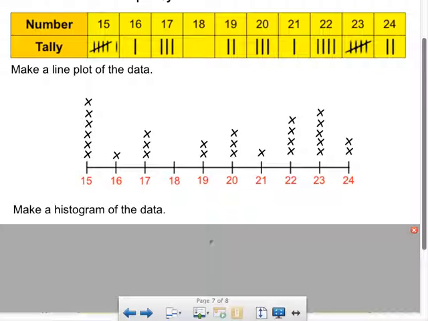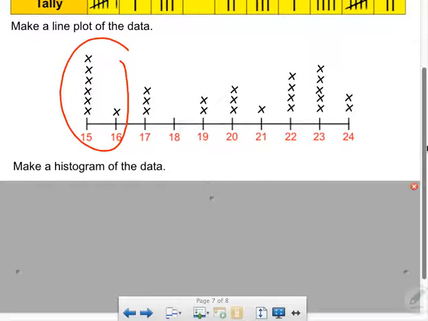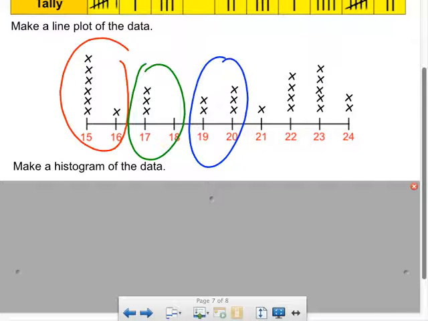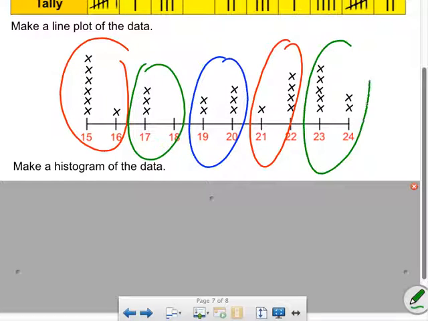Henry, haven't heard from you yet. Go ahead. What are your intervals going to be? Well, we want to make a bar graph, right? And each bar needs to represent how many numbers? You're going to do 2? Okay. So if you did 2, that means your first bar would be 15 and 16, right? Your second bar would be 17 and 18. Your third bar, 19 and 20. Your fourth bar, 21 and 22. And then your last bar would be the last 2.